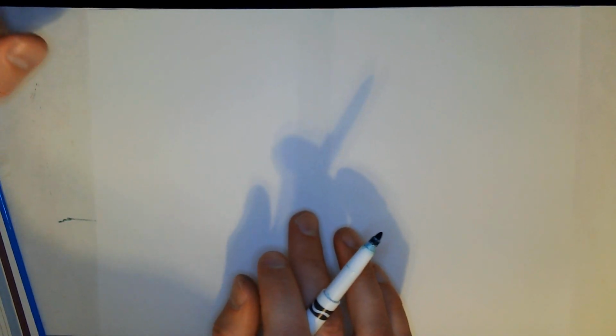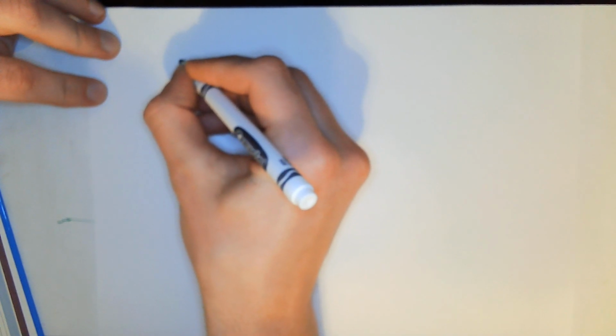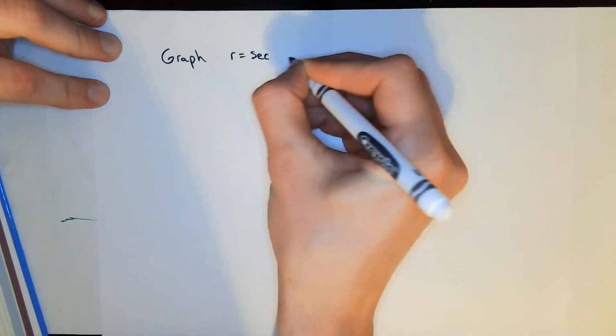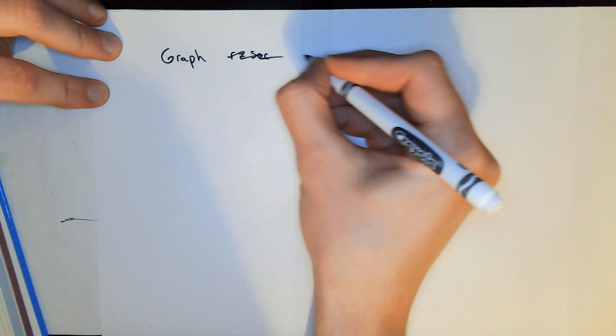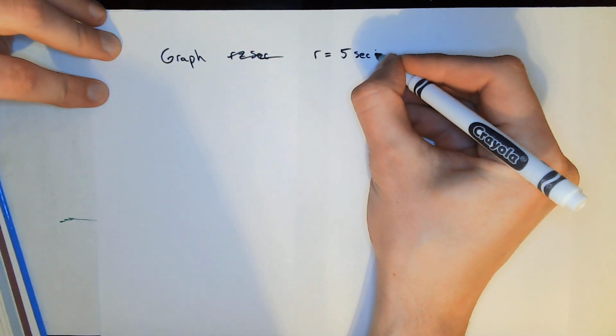Now for the last bit of this video, I want to talk about some things that I'm not going to hold you accountable for knowing on exam or homework, but you will need to know if you're going into the calculus sequence. So I'm just going to do a quick and informal example here. So consider if we're asked to graph r equals 5 secant theta.